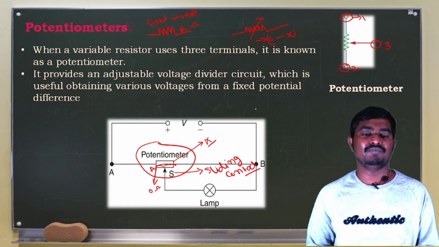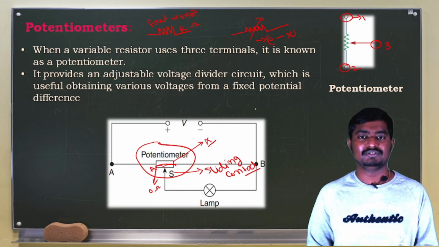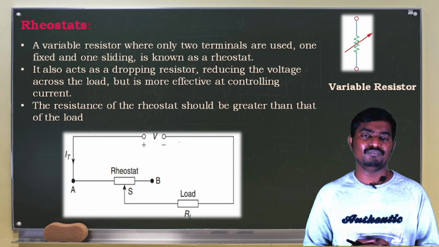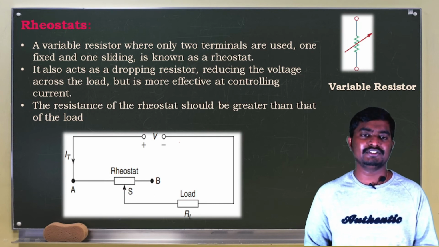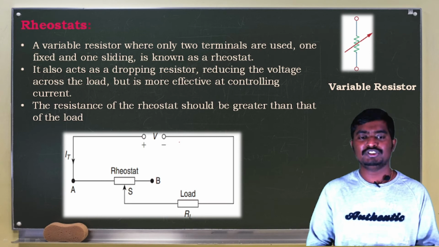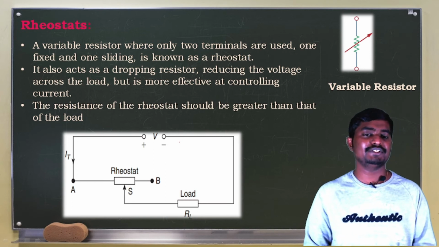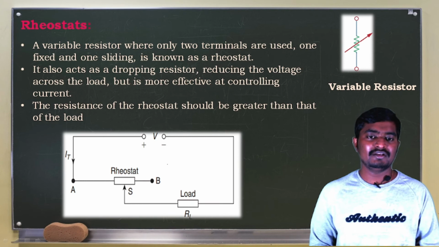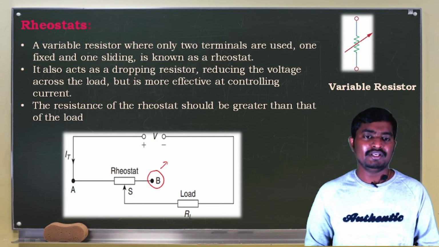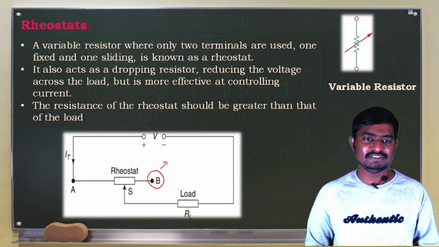Then, what happens when we use two terminals? A variable resistor in which we use only two terminals is said to be a rheostat. A rheostat and potentiometer, construction-wise, are both similar, and here the terminal P is left open. It is not connected in the circuit. Here A is the fixed terminal and S is the sliding contact.